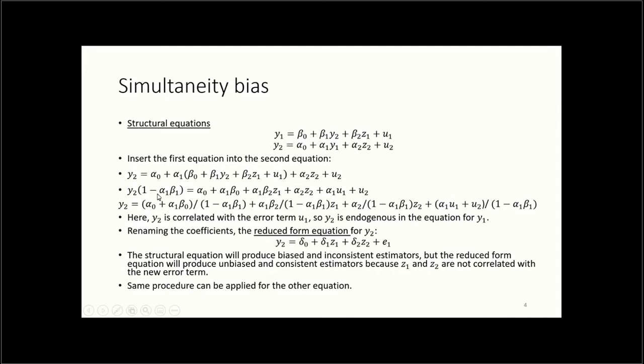y2 times 1 minus alpha 1 times beta 1. And then this is the new intercept. This is now the coefficient on z1 that we have. Alpha 1 times beta 2 is the coefficient on z1. That's still the coefficient on z2. And this is now the new composite error term.